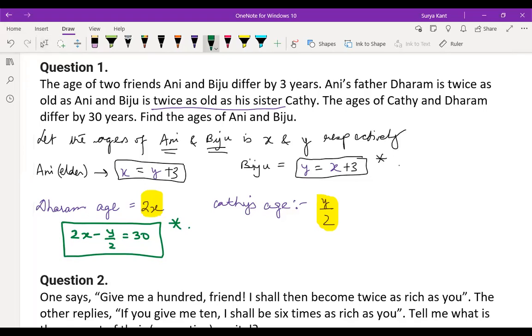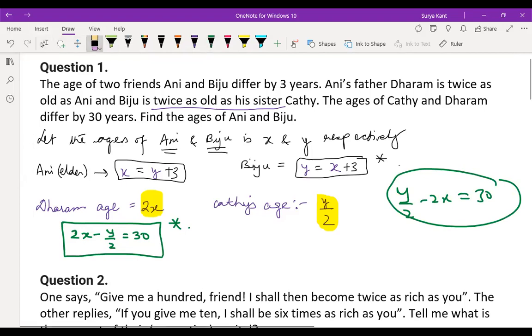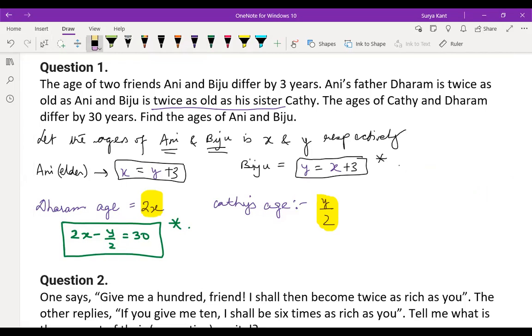Achha, if you write like this, y by 2 minus 2x is equal to 30, then what will be the problem? What is the problem here? You are inverting the signs. You have inverted the signs. If we do it like that, then minus 30 would be the correct answer. Minus 30 will come.